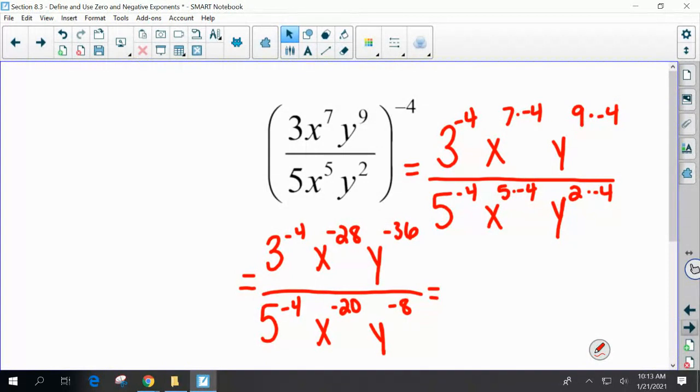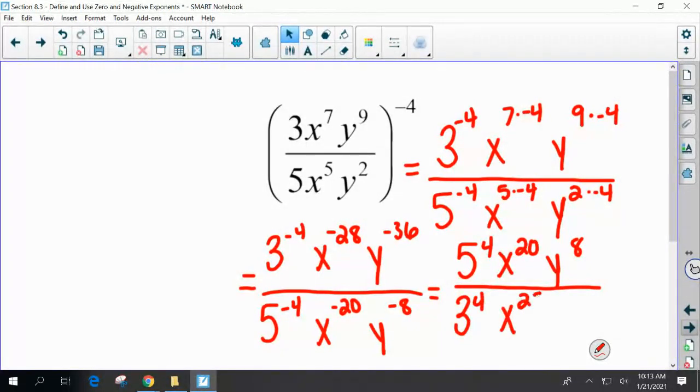Okay, so here's what we can do. Since every single thing is negative and we need to make it positive, we essentially need to flip-flop our numerator and denominator. So that's what we're going to do, and we're going to change everything positive. So 5 to the 4th, x to the 20th, y to the 8th is my old denominator brought up to the numerator. And then 3 to the 4th, x to the 28th, y to the 36.